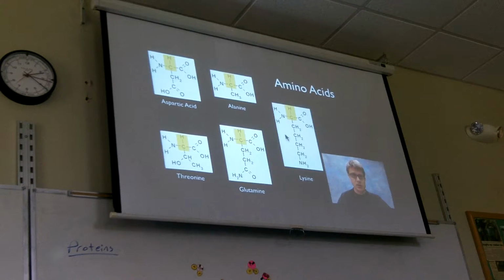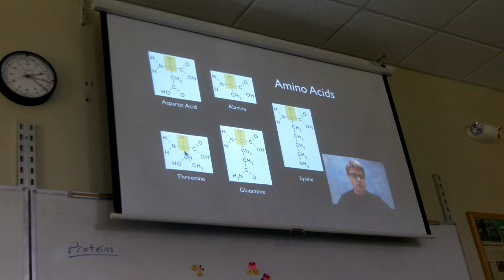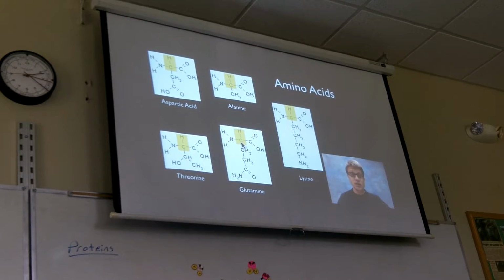And so basically, if we were to look at the middle of each of these, we find that there's a carbon with a hydrogen attached to it. We call this carbon the alpha carbon. It's going to sit right in the middle.